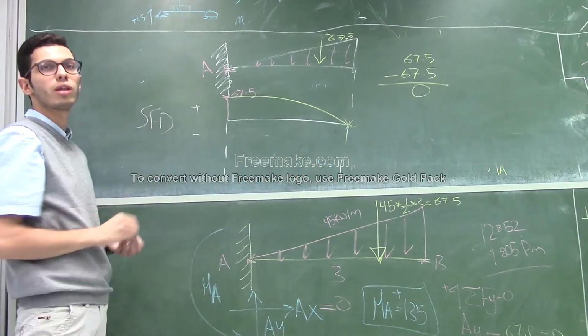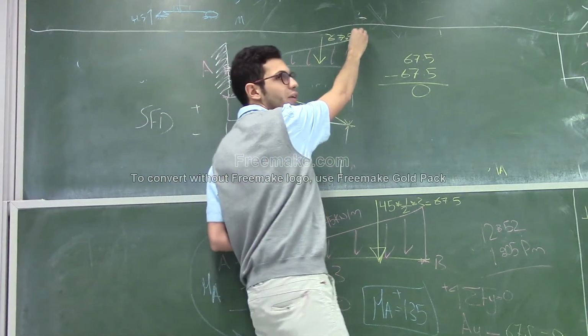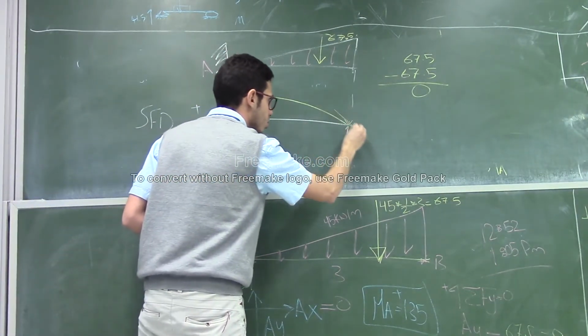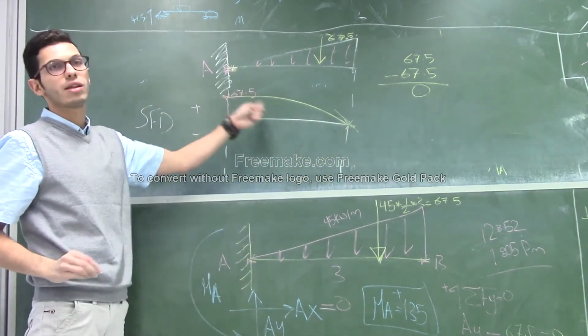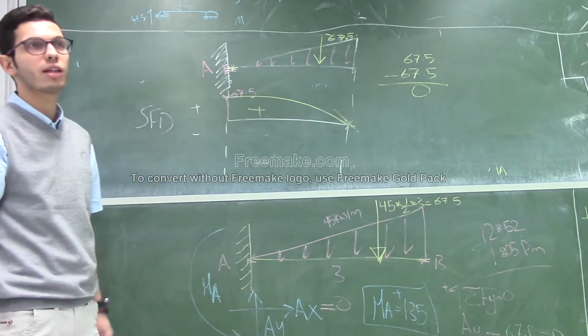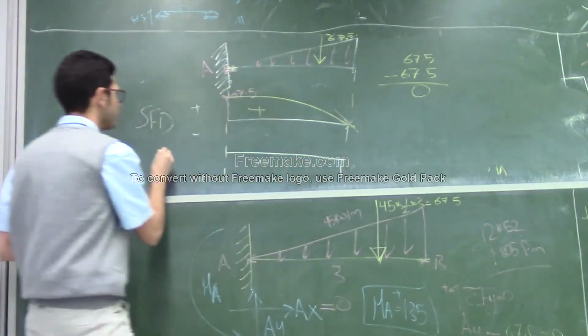Why did I choose this one? Because this triangle starts with a 0 and ends with a value. And the slope here is 0 and it ends with a value. So it's the same as here, okay? Positive. Okay, after that, let's move on to the moment diagram.